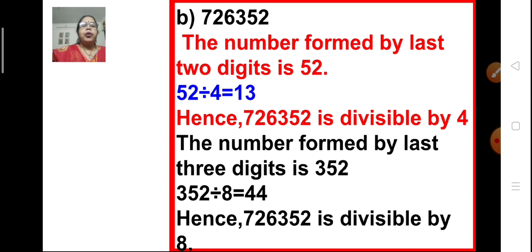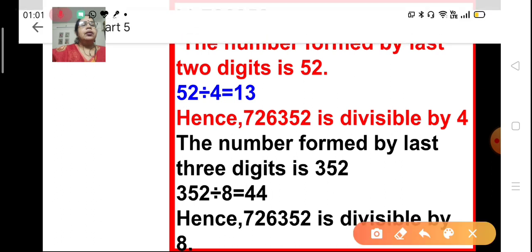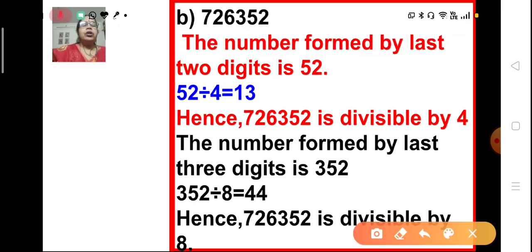Let's take problem B. It's a large number, 7,26,352. We have to check its divisibility by 4 and by 8. So we can apply the rule by 4. What is the rule? The number formed by the last 2 digits should be divisible by 4. So 52, is it divisible by 4? Yes. We can check, isn't it?